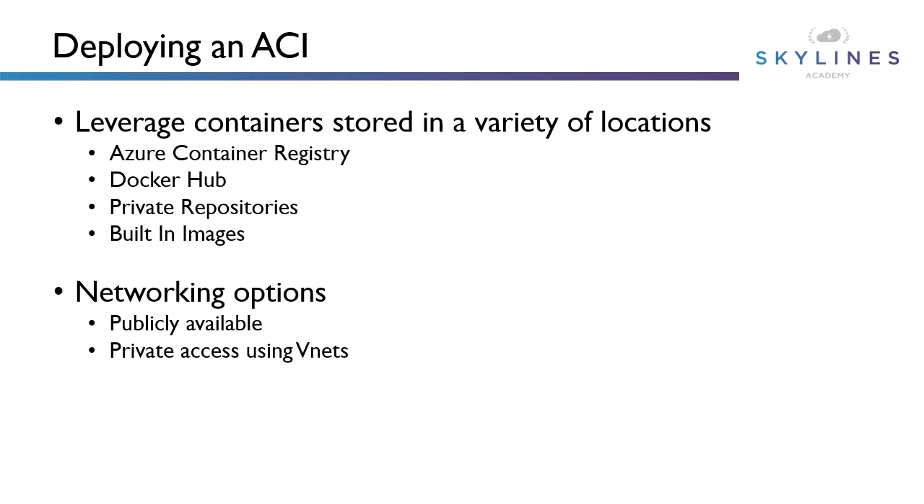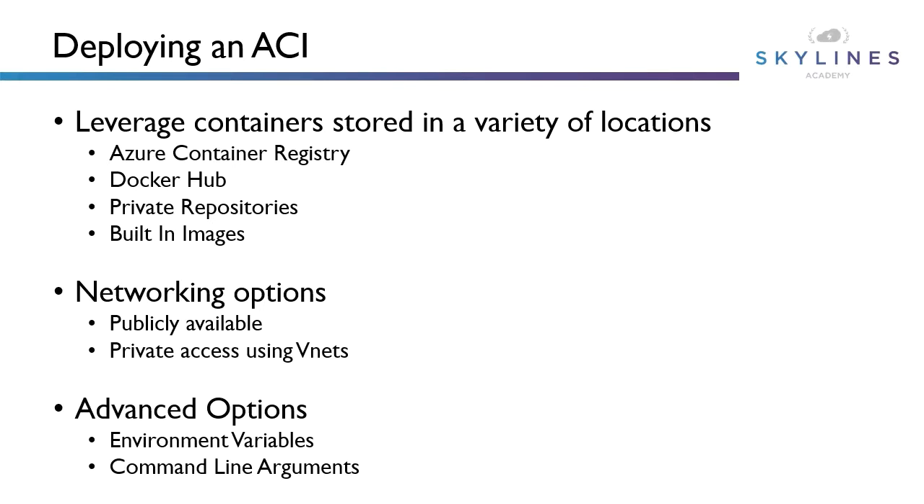When we have ACI, we've talked about being publicly accessible using a fully qualified domain name. That's certainly an option, but Azure recently added private access using VNets. So rather than having to access that container using the public internet, if you want the container to be securely accessed by resources within an existing VNet, you can associate that container instance with an existing VNet so traffic never leaves Azure.